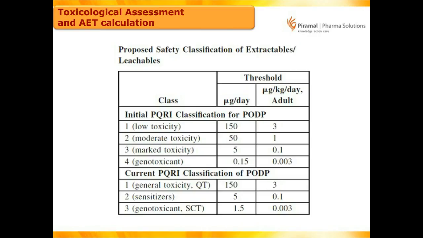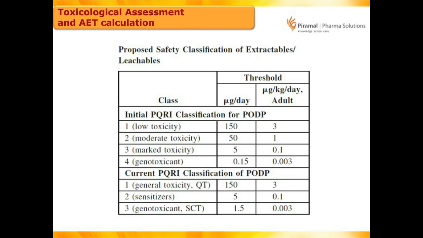But in the same table, the toxicity threshold for genotoxic impurity is 0.15. These are the earlier guidelines which were presented, and these were very stringent limits for genotoxic impurities. But now there is a current PQRI classification for PODP. PODP is parenteral, ophthalmic, and drug product. For parenteral and ophthalmic drug products, you have different guidelines, and now there is a current threshold.